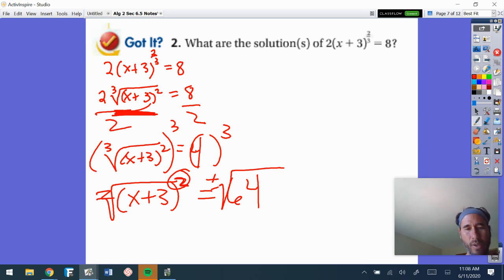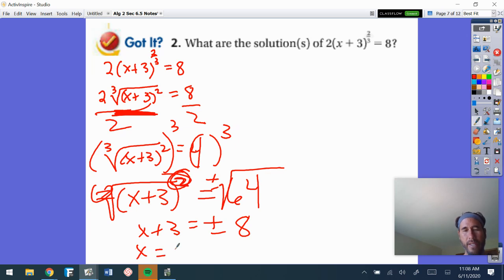So here that goes. That's 2 divided by 2, which is 1. So it's x plus 3 equals plus or minus the square root of 64, which is 8. Okay? And then we finish this guy. We subtract 3 on both sides. So it's negative 3 plus or minus 8. So that means I get 2 answers.